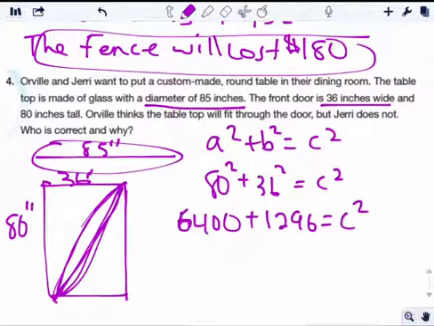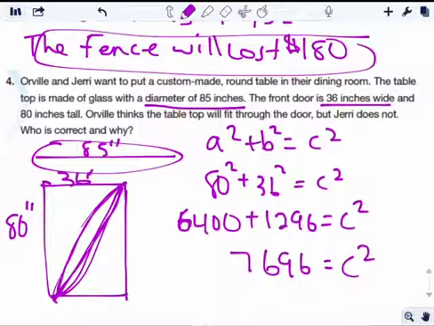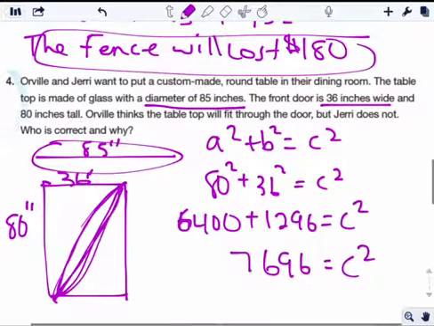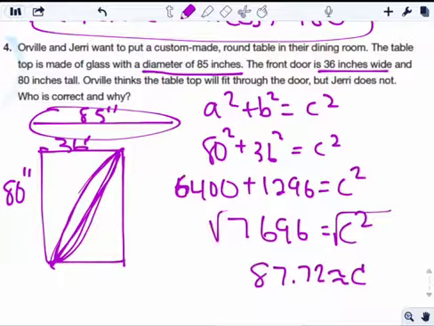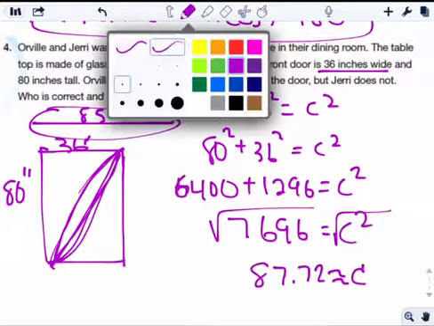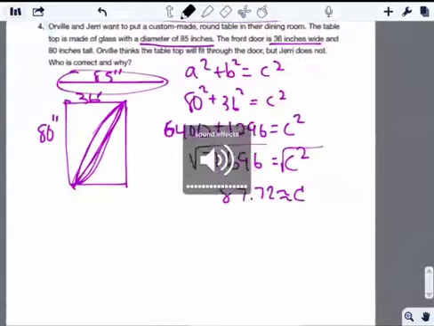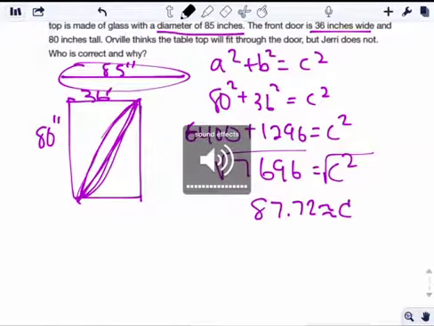Add it to 6,400 equals 7696. Square root it, you get about 87.72. Okay, square root, don't forget that work. The table will fit through the door because Orville is correct. Orville's my husband's name. Glad to see that he's correct.